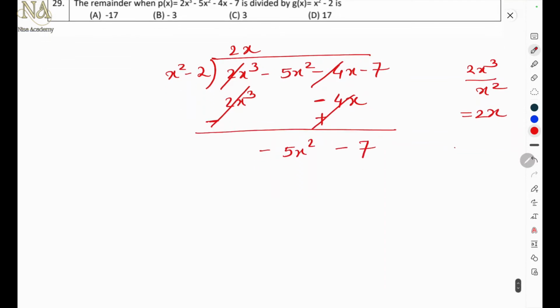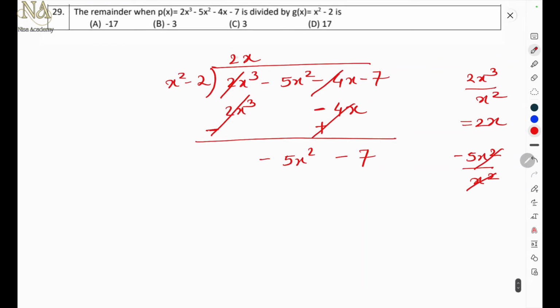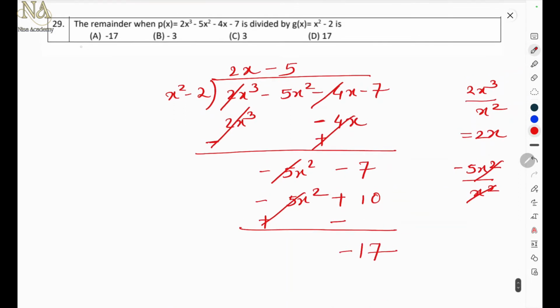Again the same thing. Take minus 5x square along with the sign. Divide by x square. X square gets cancelled, remains minus 5. Take this minus 5 and put it over here. So now x square into minus 5 is minus 5x square. Minus minus plus, 2 fives are 10. So this will be plus, this will be minus. This gets cancelled. Minus 7 minus 10 is minus 17. So the answer is option A, minus 17. Understood, no? Okay. Next problem.